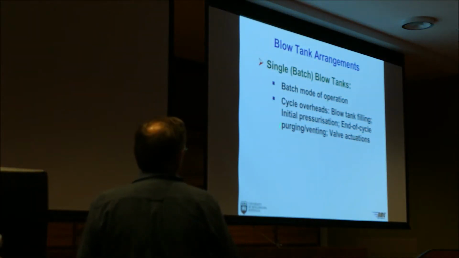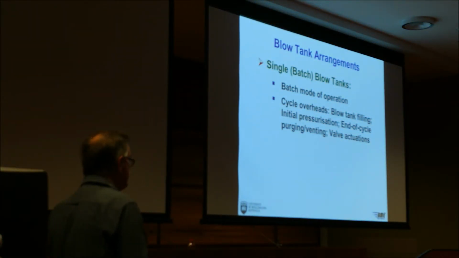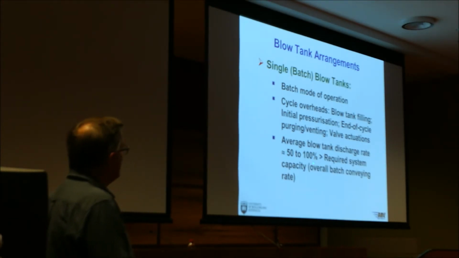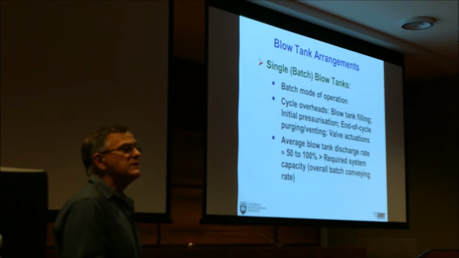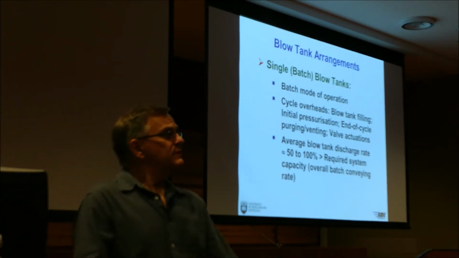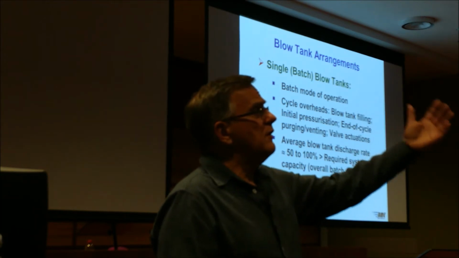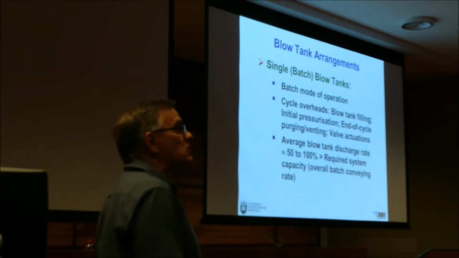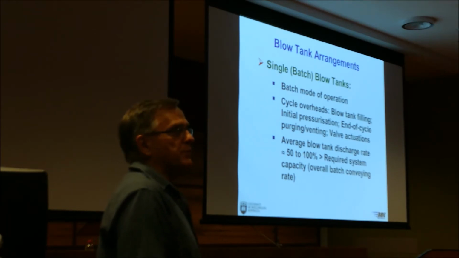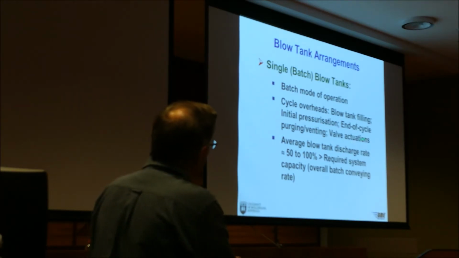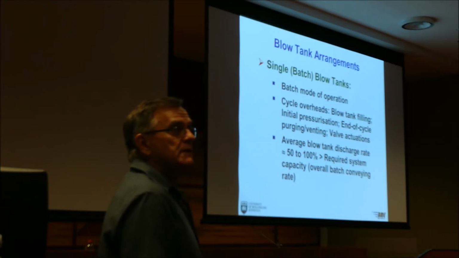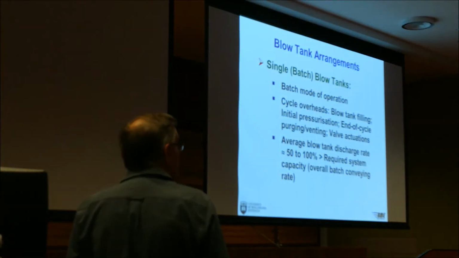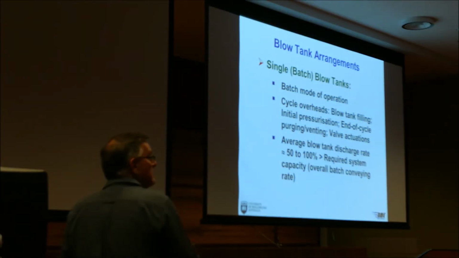Right, so because of those cycle overheads, as we call them, the average blow tank discharge rate can be anywhere from 50 to 100% bigger than the required system capacity. So as I said before, if you want, on average, 20 tonnes every hour in your silo, you may need to convey at 40 tonnes per hour to make up for the time you lose doing all these things. Depending on your batch size and how quickly you can fill it, all these things affect your cycle overheads. These numbers vary significantly.